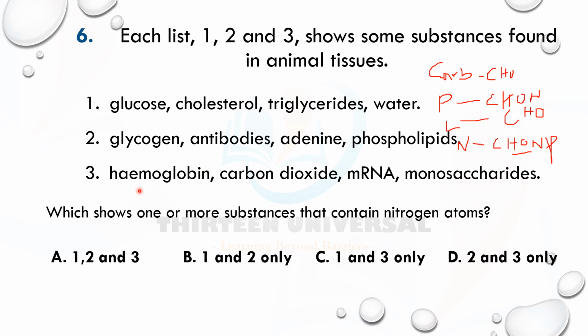All right. 3, hemoglobin is a protein, it has nitrogen. Carbon dioxide, nope. Messenger RNA is a nucleic acid, it has nitrogen. Monosaccharide, nope. So we'll have messenger RNA, nitrogen, hemoglobin, nitrogen. At least they qualify for which one shows one or more that contain nitrogen. So 2 and 3 are the answers. All right, so what do you think? That's D. All right, let's quickly go to the next question.